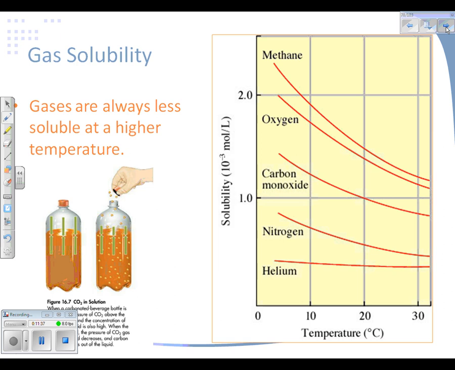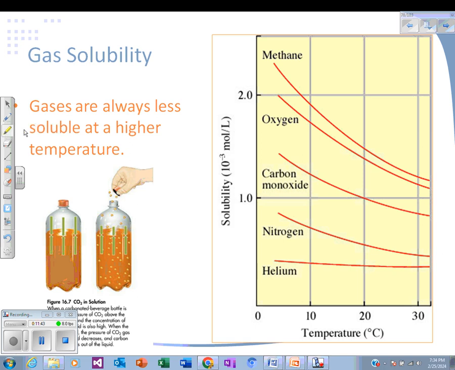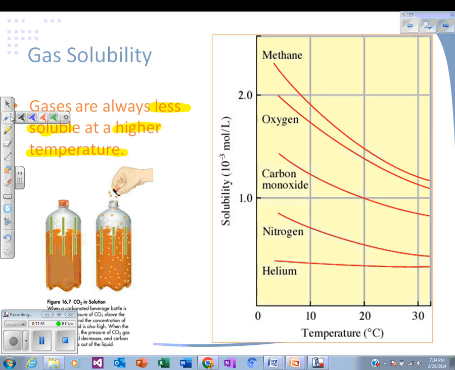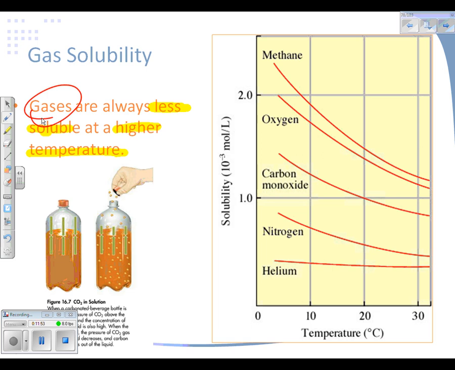All right. Then we have gases. Now, gases are always less soluble at higher temperatures. So that's important to understand. Less soluble, higher temperatures. And this actually is written down in your notes as well. So this is talking about gases specifically. Notice all these curves, as the temperature goes up, they go down.